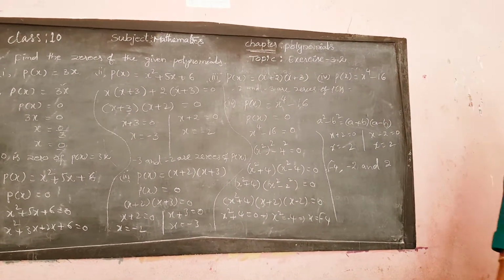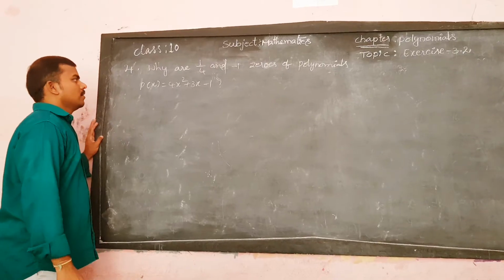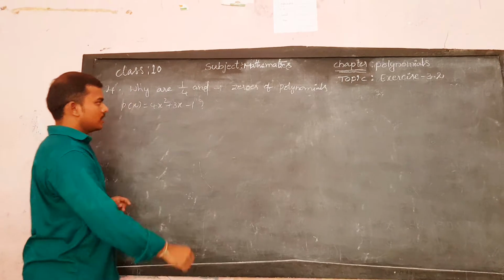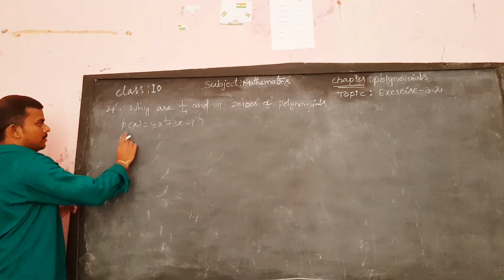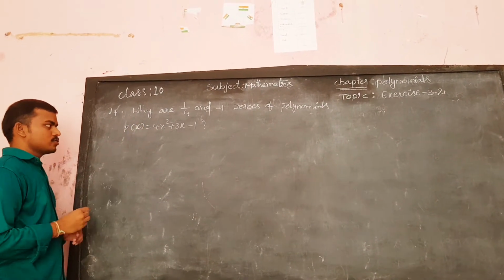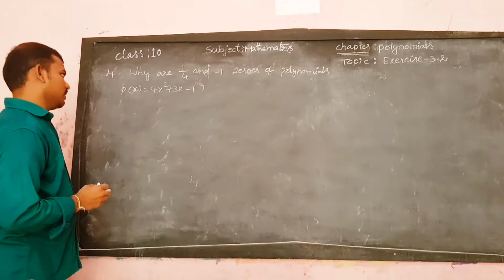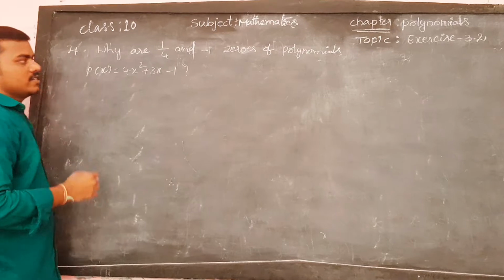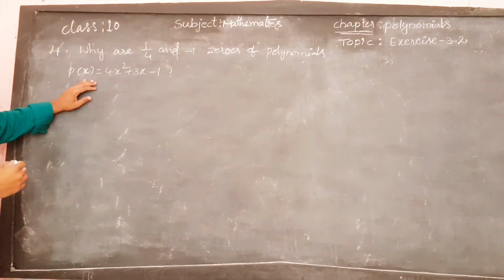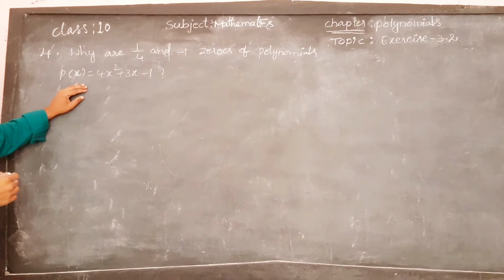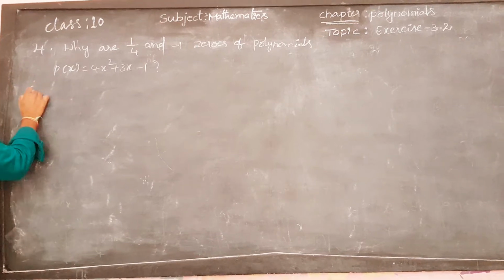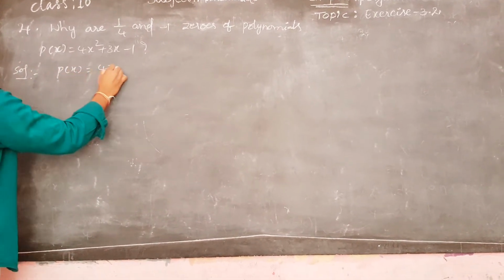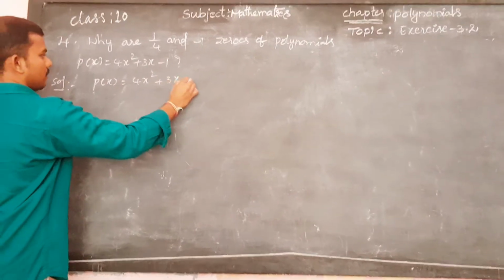p of x, x power 4 minus 16. Question: show that 1 by 4 and minus 1 are zeros of the polynomial p of x is equal to 4x square plus 3x minus 1. 1 by 4 and minus 1 are the zeros of this polynomial, why? So solution: p of x is equal to 4x square plus 3x minus 1.